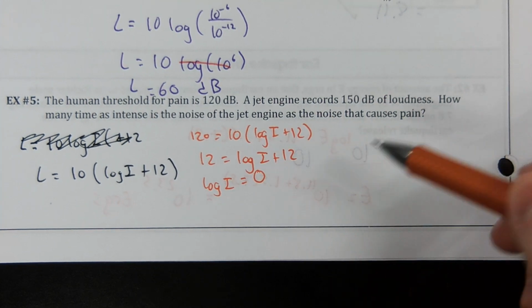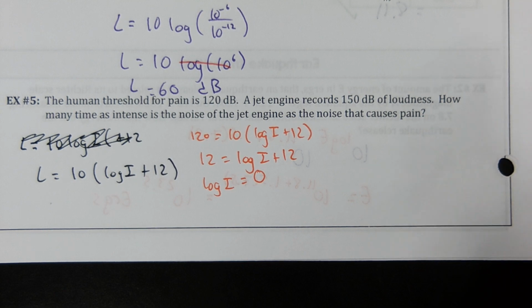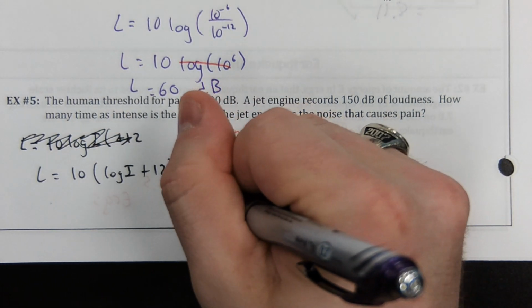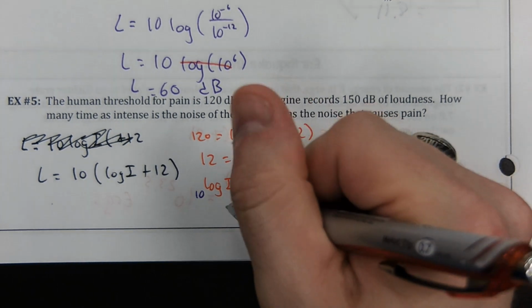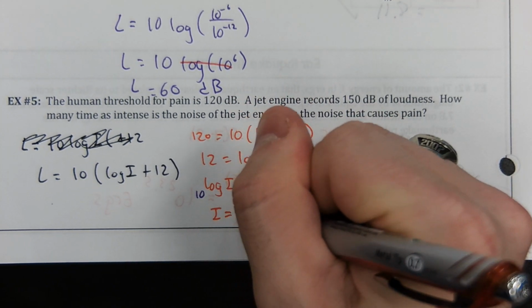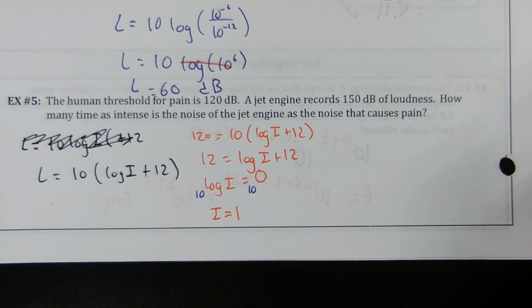How do we cancel the logarithm? Base 10. Yeah, this logarithm, when it cancels, leaves me with an intensity of 1. So basically, if you go over an intensity of 1, pain. That's what that tells us. An intensity between 0 and 1, not pain. And by the way, pain, I think, is also where it starts to cause hearing damage.